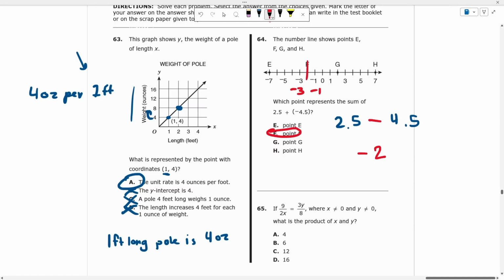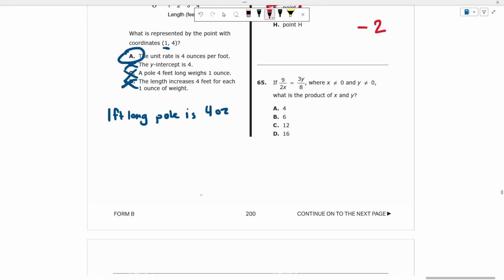What's between negative 1 and 3? Negative 2. Now we're moving on to number 65. If 9 over 2x is equal to 3y over 8, what is the product of x and y? So the product of x and y is just going to be x and y multiplied. So they're asking you to find x and y.